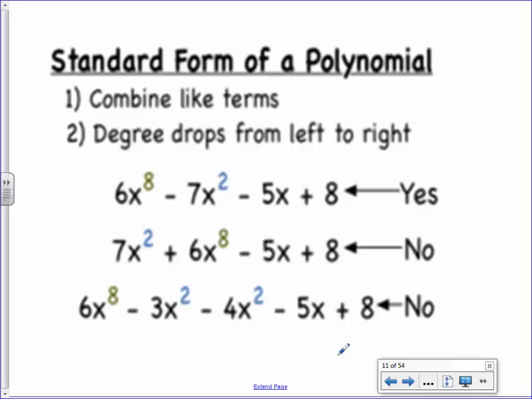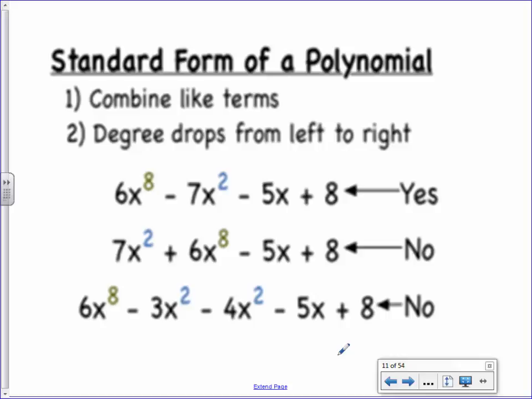So the general rules are always combine like terms. For sure do that. And secondly, make sure that the exponent always is getting smaller. So put your x to the 5s before your x to the 4s, before your x to the 3s, before your x to the 2s. Does it have to be written this way? Not always. Right? I mean, unless I ask you to write it in standard form.